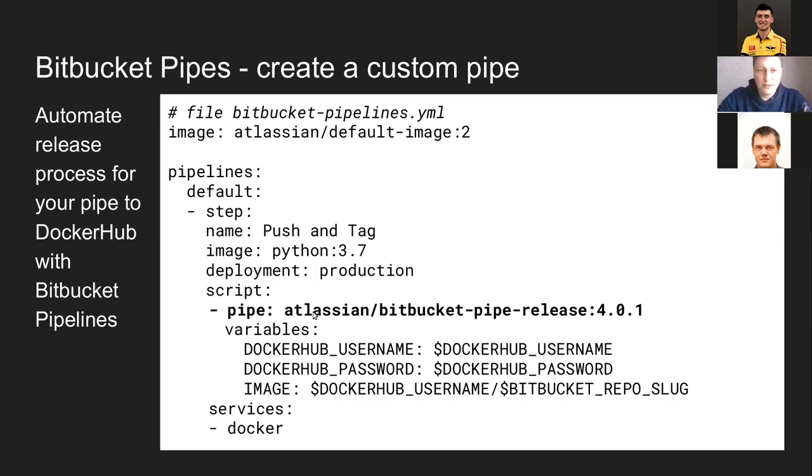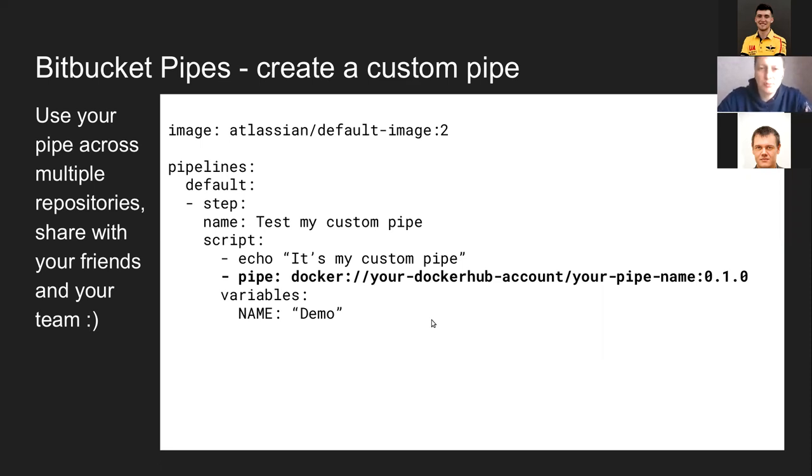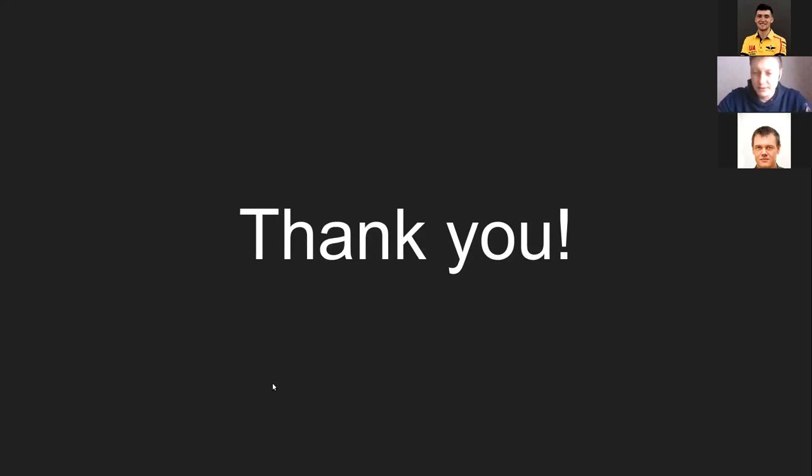Okay, and after that, when this build finished, you could share your pipe across multiple repositories. You could share it with your friends, just like a Docker image, and run this Docker image in your repository, in your pipelines. So you should provide the pipe keyword and then the magic keyword docker, your Docker Hub account, and the pipe name and version. Here you can see that the required variables are also provided. So the pipe will execute your code and automate your stuff. Yeah, great. That's all.